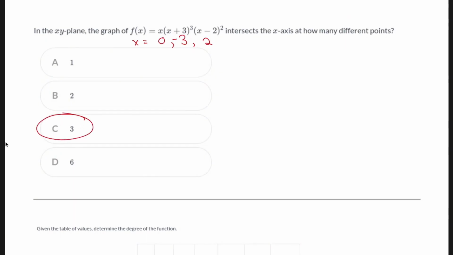So we're going to have some complex areas, right? Or maybe we won't have complex areas. In fact, we won't have complex areas. But what's going to happen is we're going to have 3 spots where it crosses the x-axis.